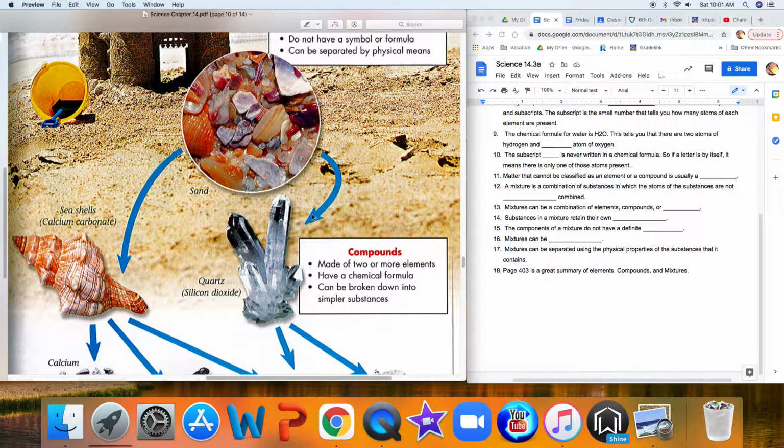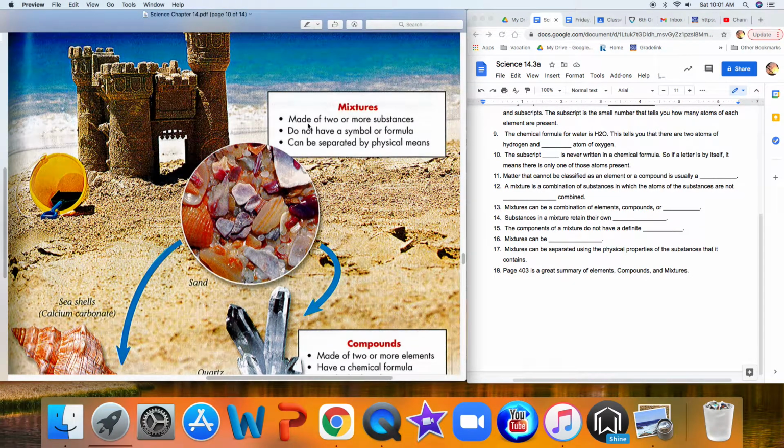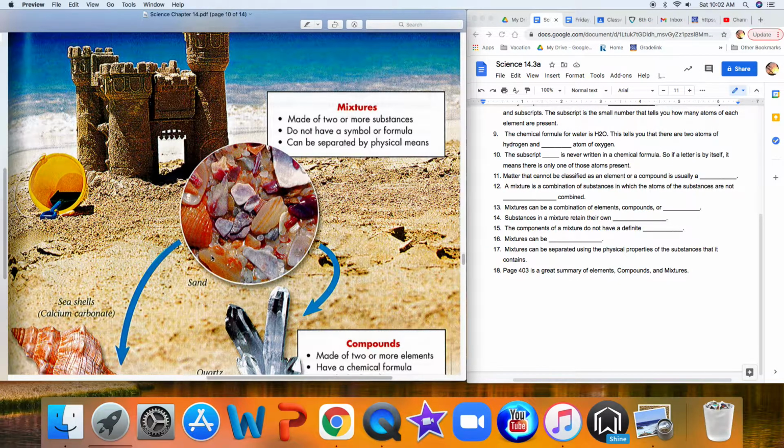So they give you sand here, guys, quartz, seashells. What is a seashell? This is the chemical compound of calcium carbonate. We put calcium and we put carbon together to get those things. This is a mixture of sand. You can see the different things in there. Okay, what's a mixture? It's made up of two or more substances. Those substances might be elements, those substances might be compounds. You see how they did that?